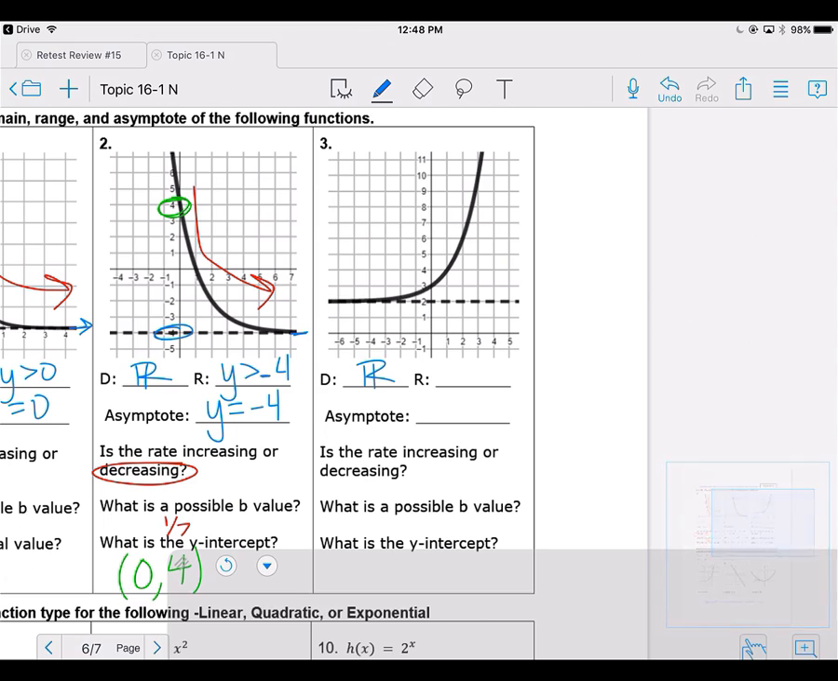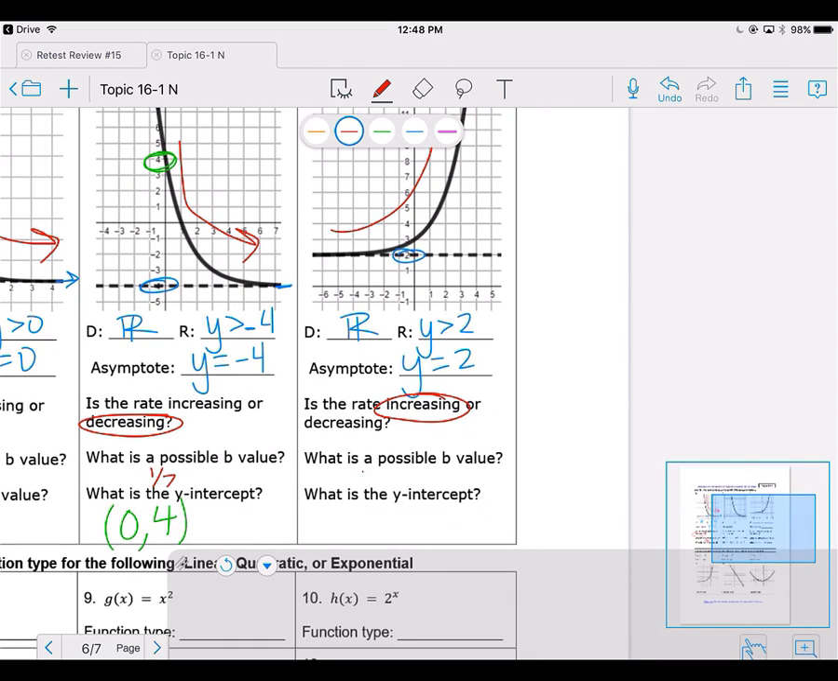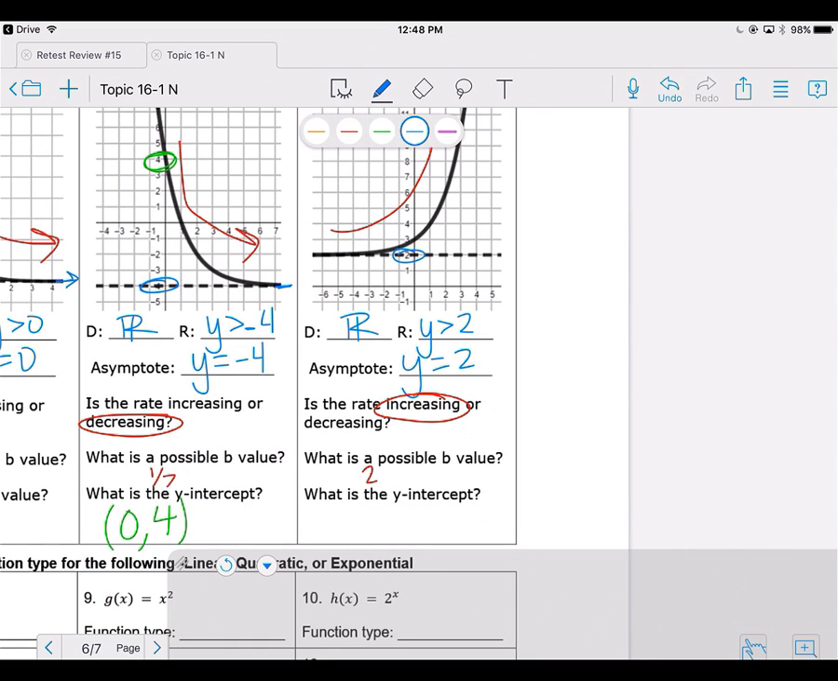Problem 3, my domain is all reals. My range is getting really close to 2, so my asymptote is at 2. As we move from left to right, this one is increasing. So a possible b value could be 2, 7, 27, 5,000, anything bigger than 1. And my y-intercept, it crosses at (0, 3).